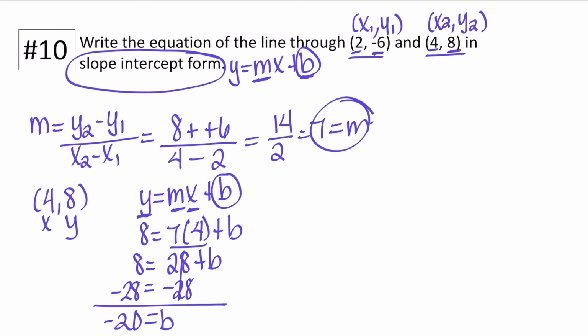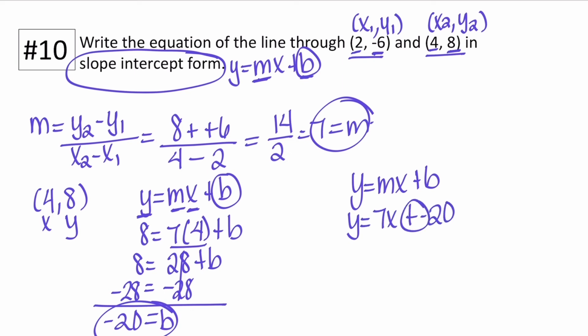So I have m and I have b. I can now write the equation of my line in slope-intercept form. I'm going to plug in these values, so I have y equals 7x plus negative 20. That plus negative I'm going to rewrite as a subtraction, so I have y equals 7x minus 20, and that is now the equation.